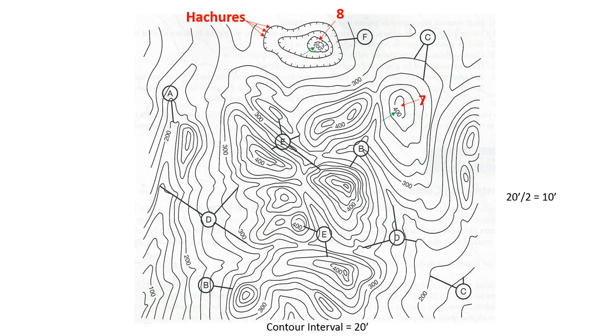We have already determined that any estimate between contour lines will be 10 feet higher or lower based on the half rule. Knowing this, we can estimate that point 7 will have an estimated elevation of 410 feet for its highest point, and that point 8 will have an estimated elevation of 190 feet for its lowest point.